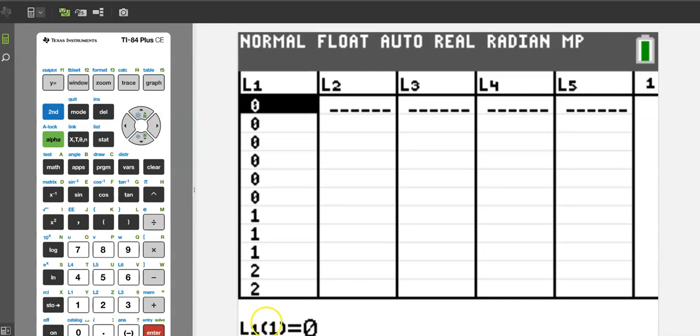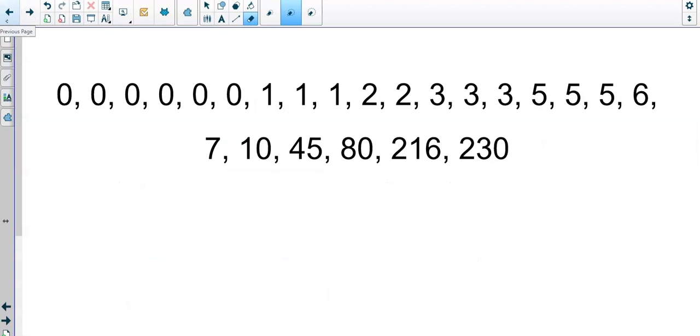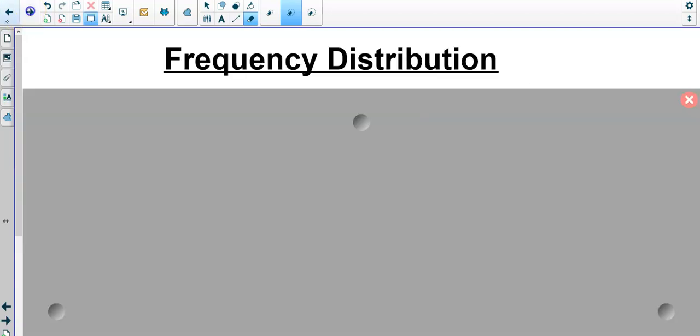That's important for us. So let's go back here. We now have our list in order. There they are. All 24 pieces. And on your calculator, they're there. Because I'm going to show you a lot of cool things that your calculator can do to help us out. Okay? So now we're going to start making displays.